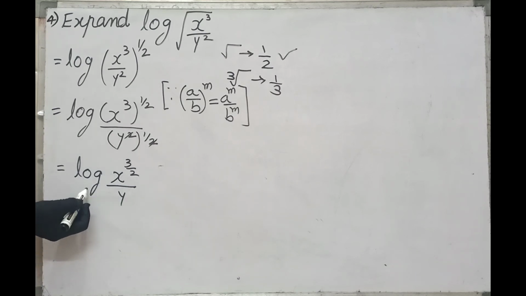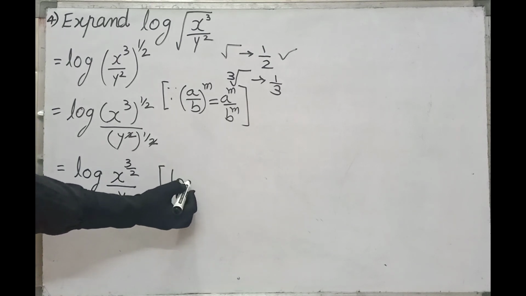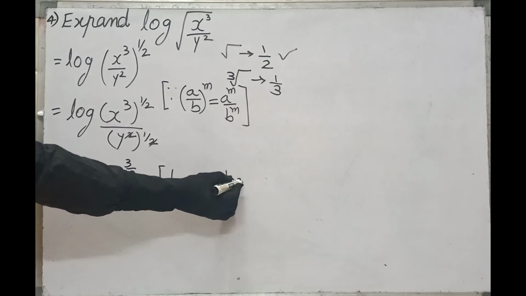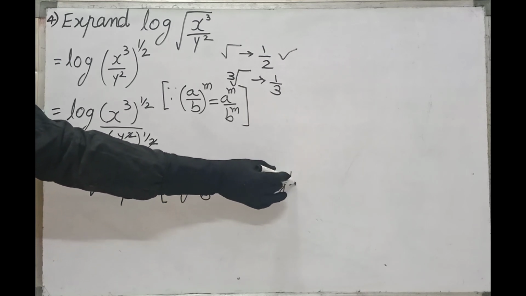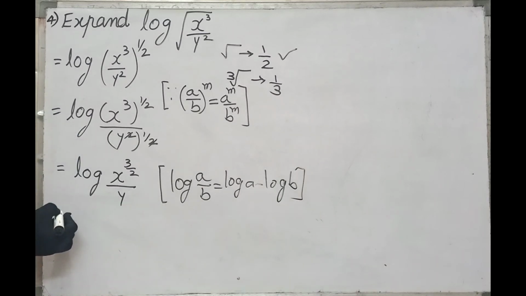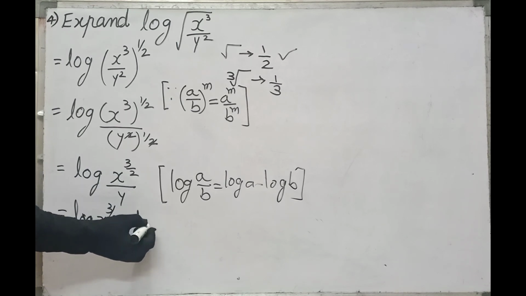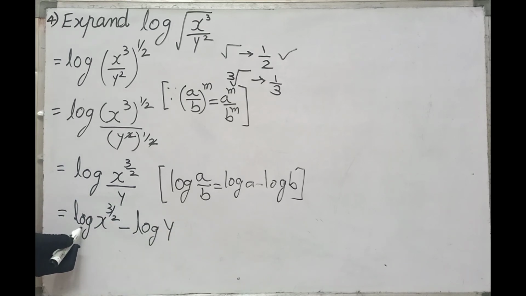Okay. Now it is of the form log a by b. So we'll use that formula here. Log a by b is equal to log a minus log b. So it is equal to log a. So what is a here? It is x power 3 by 2, minus log b. So what is b here? It is y. Okay. Now again, which formula do we use here to expand?